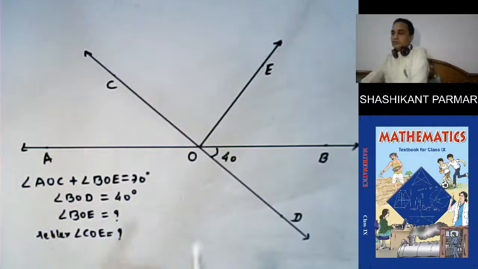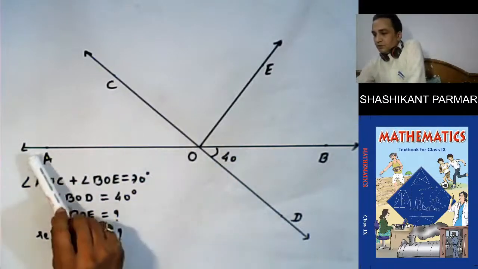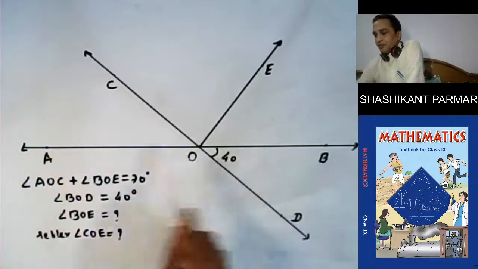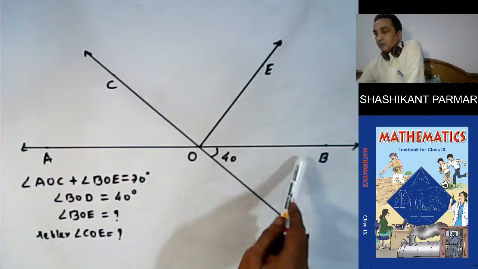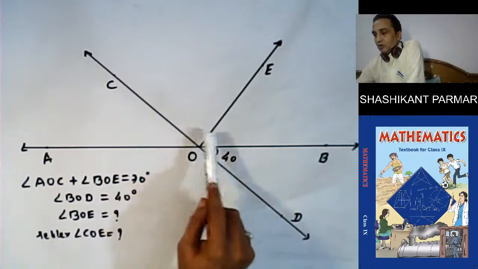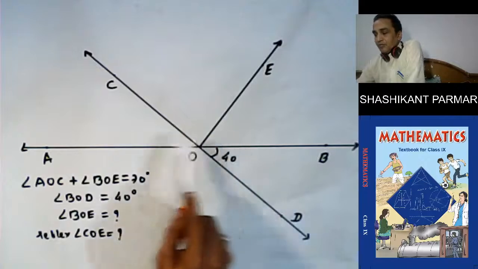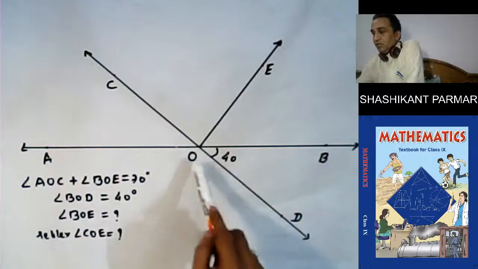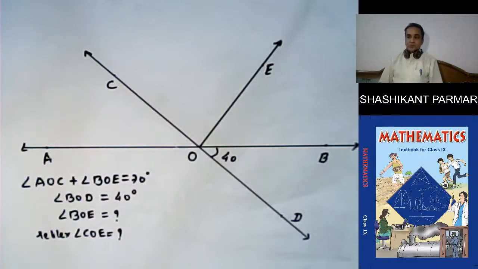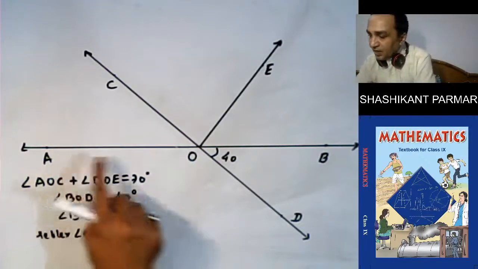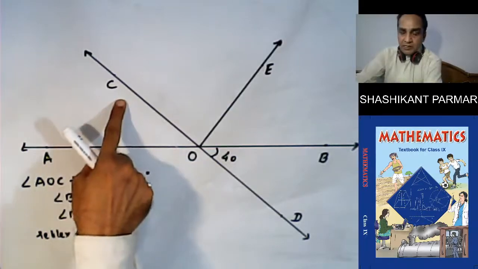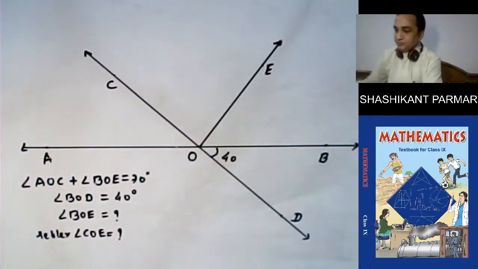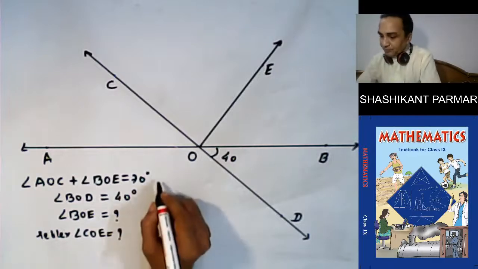Okay. Now this is line AB. These three angles are on the line AB: AOC, COE, BOE. So what we have given is that AOC and BOE. Okay, see here.